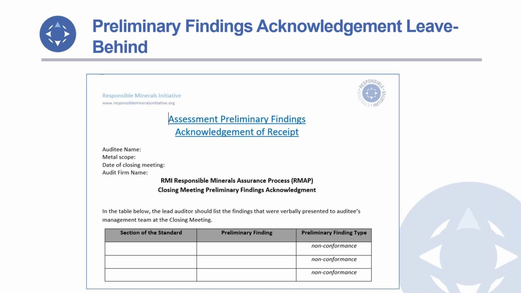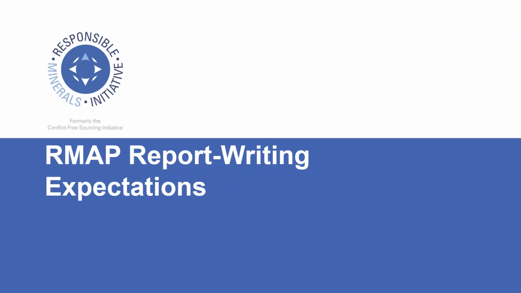And all of those different types of findings do have to be communicated verbally during the closing meeting. However, for the preliminary findings leave behind, again, it's just for the non-conformances. The preliminary findings leave behind can be printed out to be signed by hand, or it can also be signed electronically for ease of use. Now I'm going to pause here and give it over to Catherine to talk about RMAP report writing expectations.